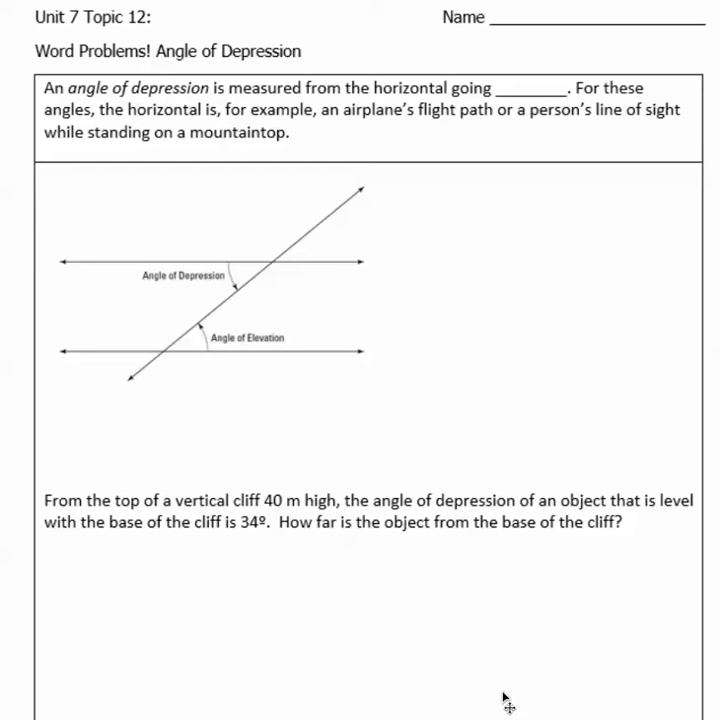Hello and welcome to Unit 7, Topic 12, more word problems, and we're going to be talking about angle of depression. Angle of depression is measured from the horizontal going downward. In this type of problem, the horizontal might be an airplane's flight path or a person's line of sight while standing on a mountaintop, or possibly a cat in a tree looking down. So the horizontal would look like that, and the cat would be looking down.